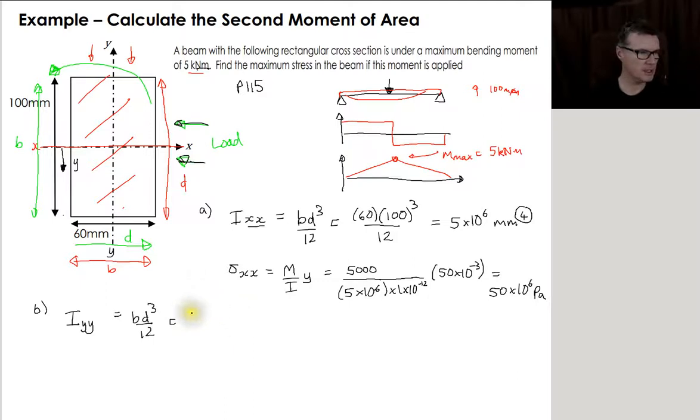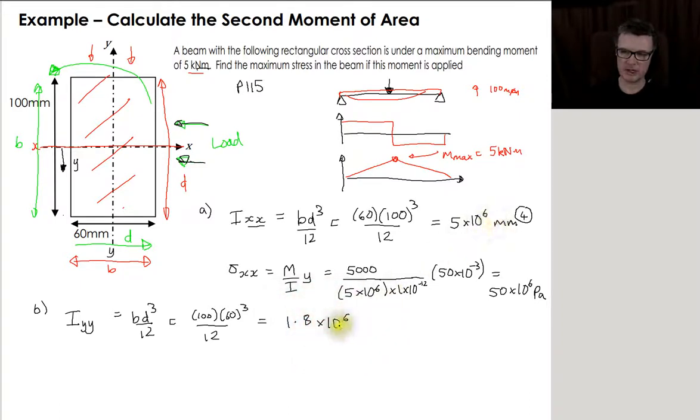In the textbook they haven't flipped them. So b is now referring to 100, so that's my breadth. And my depth is now referring to 60 to the power 3. If you want, you could consider those fingers and then keep the same variables, which is what they've done in the textbook. Divide it by 12. And then when we work that value out, we're going to get 1.8 times 10 to the 6.